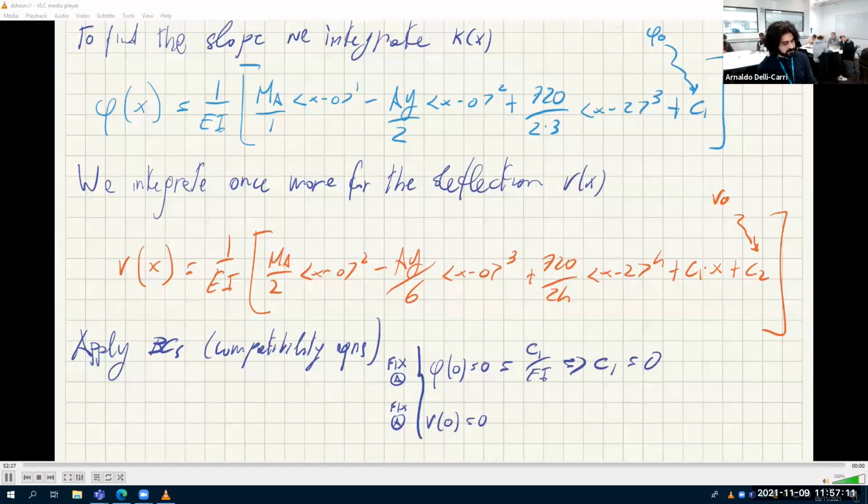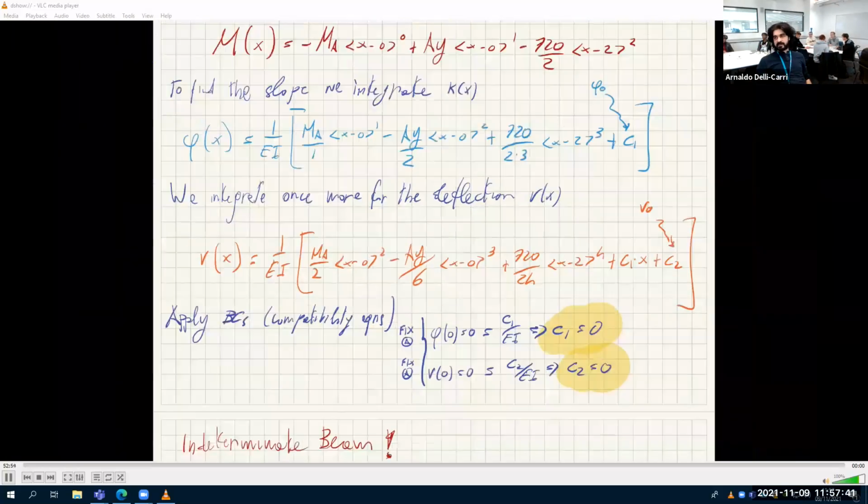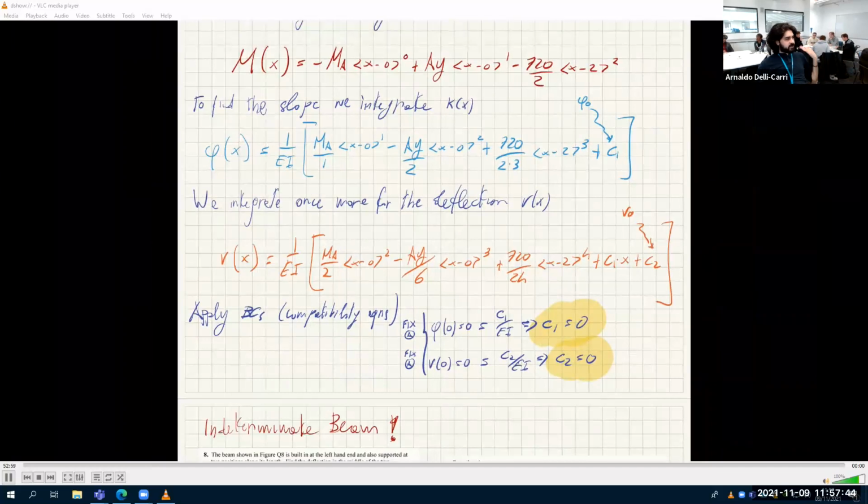Let's do V0. Well, 0 minus 0 goes away. 0 minus 0 goes away. 0 minus 2, negative, goes away. C1 times 0 is 0. So we are left with C2 divided by EI, and this is equal to 0. So that means C2 is 0. And there you go. We have found that C1 and C2 are 0. And now we can plot this in MATLAB and find V of x, exactly the deformed shape. We'll see if we have a bit of time later, we'll do this later. Okay?